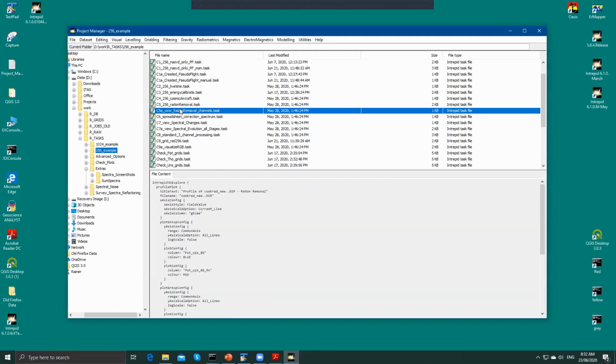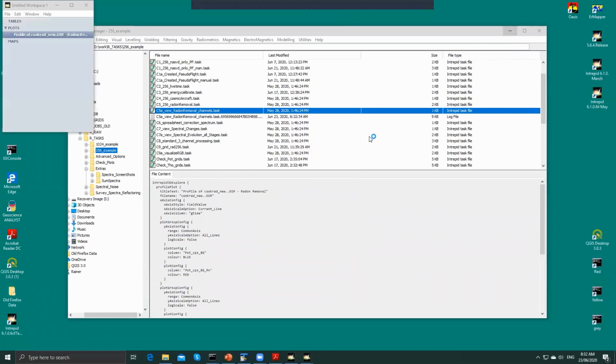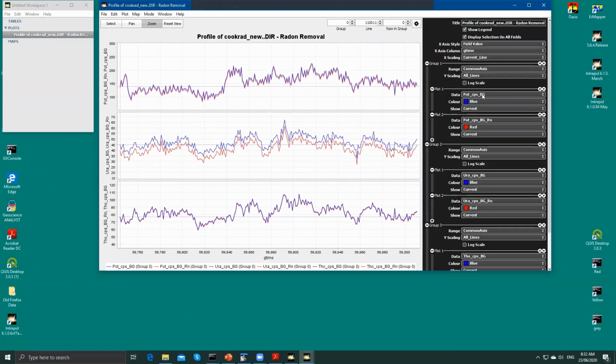Yeah. Okay, so let's have a look. That's already preset. View radon removal channels. So we open that with the task file. It opens up 3D Explore, and it shows us basically the channels. There is potassium, counts per second background removed, the aircraft and cosmic background removed, and the radon removed in red. The same for uranium and the same for thorium. You obviously don't expect much going on in the thorium channel, but you would expect something going on in the uranium, that is the main channel, and the potassium channel as well.